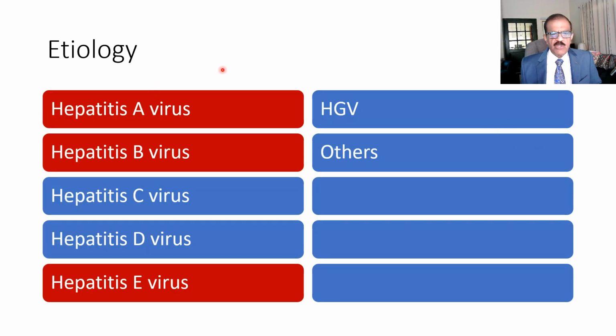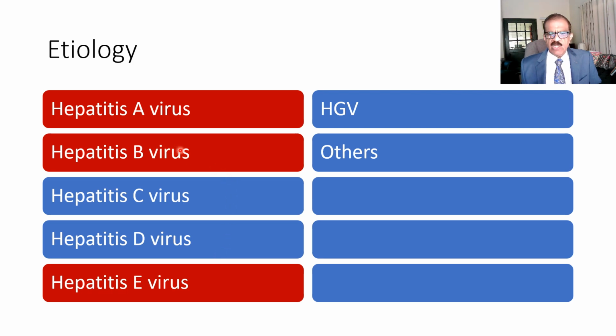So this is the list of viruses. These are very well known: hepatitis A virus, hepatitis B virus, hepatitis C virus, hepatitis D virus, and hepatitis E virus. Now I have coded them in colors. C and D are coded in blue. That means they can cause chronic liver disease also. And B can also cause chronic liver disease. A and E usually cause acute disease and usually do not cause chronic disease.